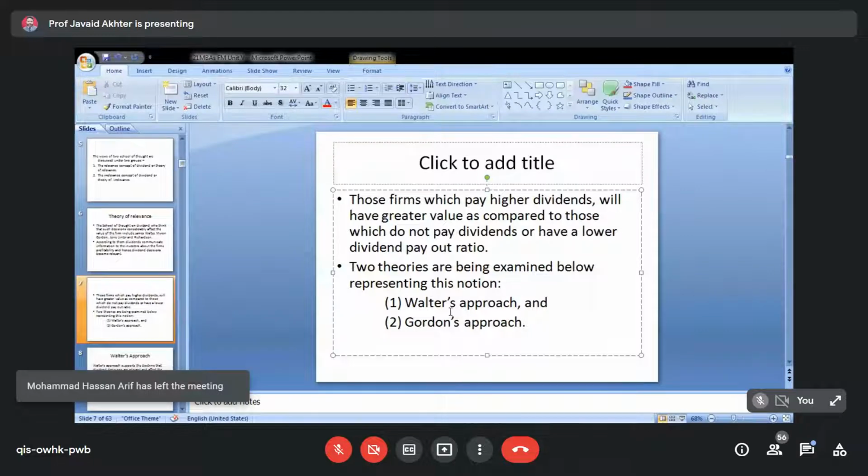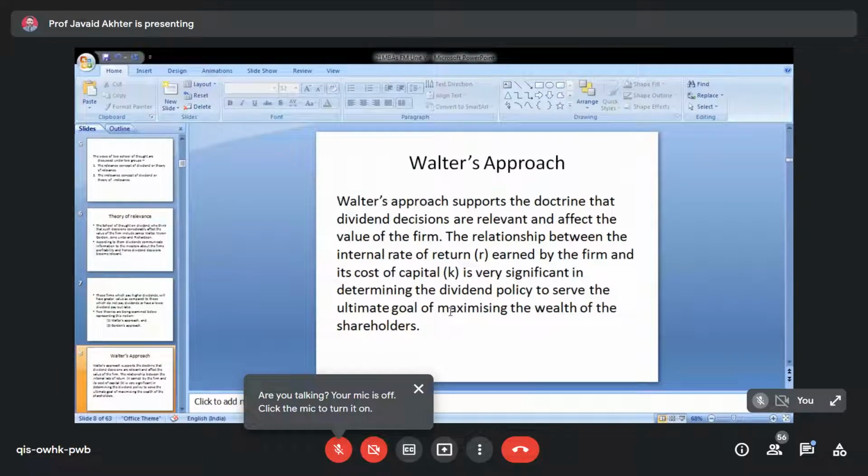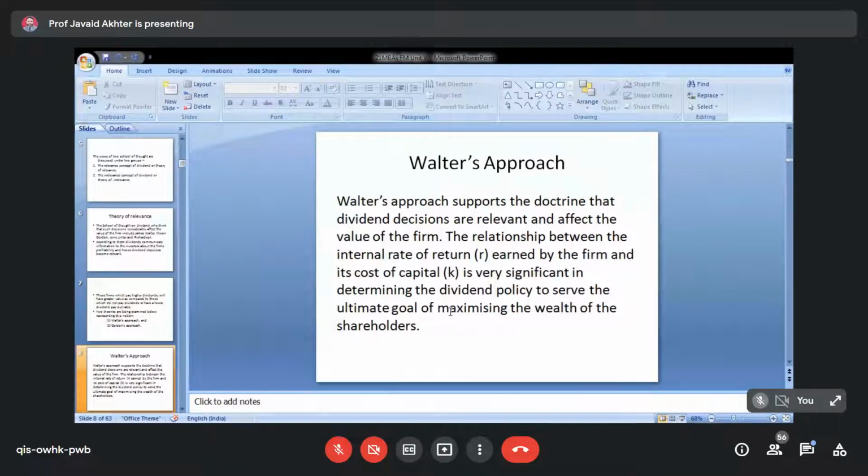So we will see what is the formula, how to calculate the price of a share, and how this changes. They have proved that if you pay more, share price is more. If you pay less, share price is less, depending on the category of firm. I'll explain the details. Walter's approach suggests that dividend decisions are relevant. Now, before I discuss the calculation of share price, Walter has categorized firms into three broad categories.